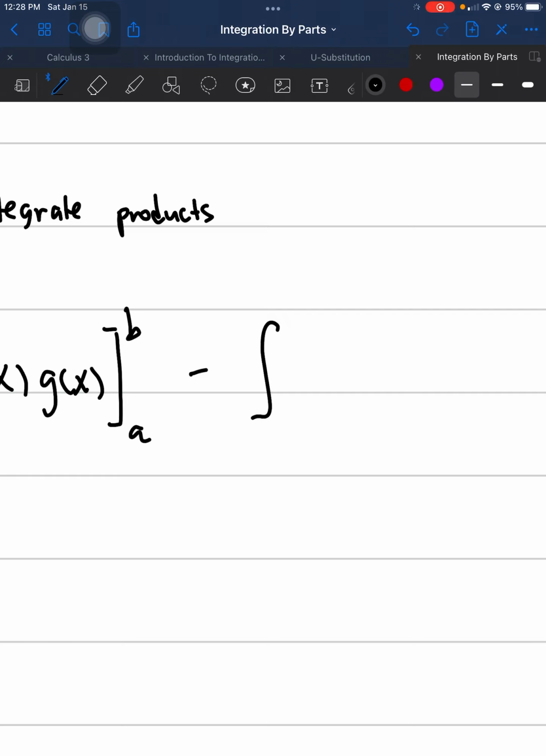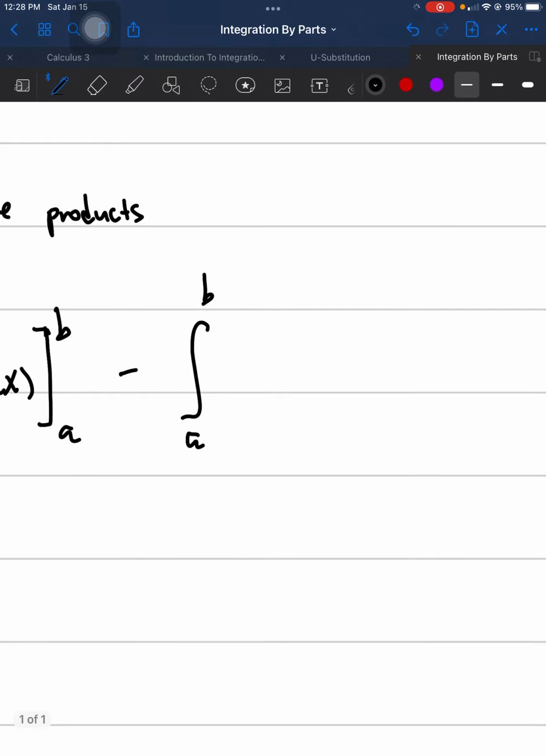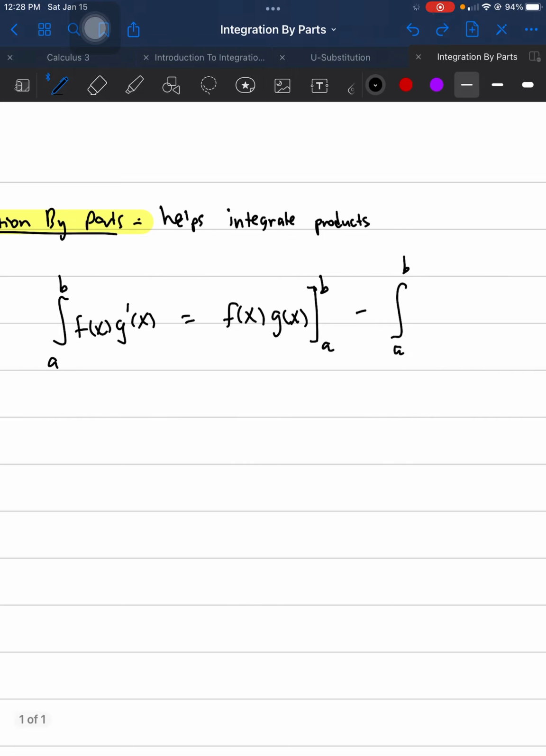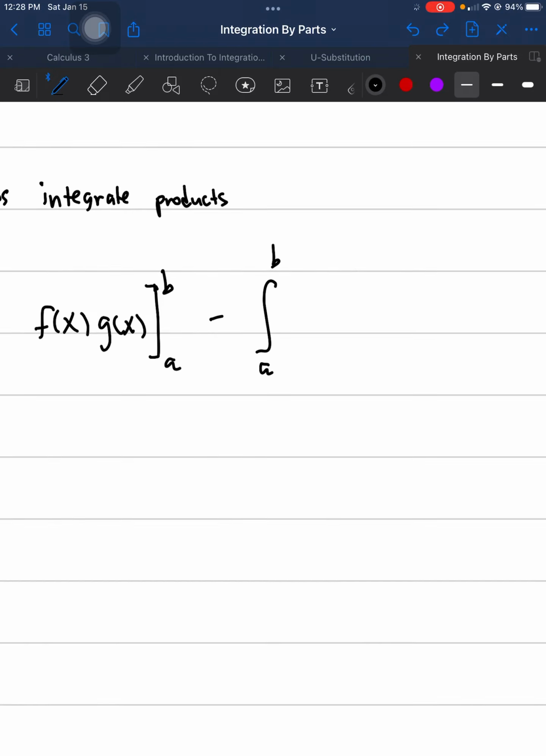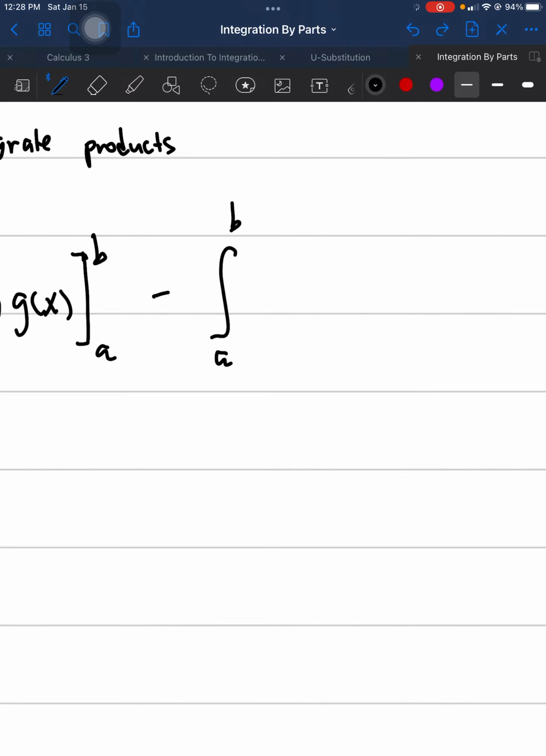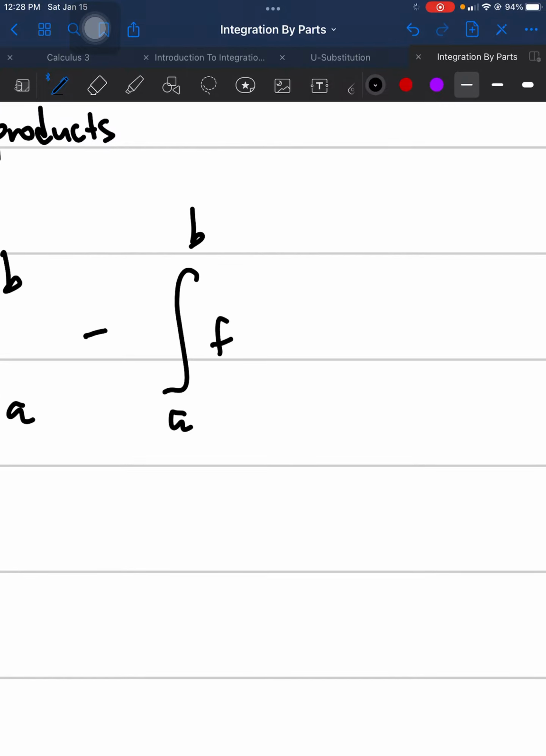And then we have another part of this setup where we have another integral, but this integral is going to be a lot simpler than what we had here. The goal of integration by parts is trying to reduce this integral into something simpler. Whatever this integral is, it needs to be simpler or more easily integrable than what we had before. So we're going to end up with f prime of x g of x dx.